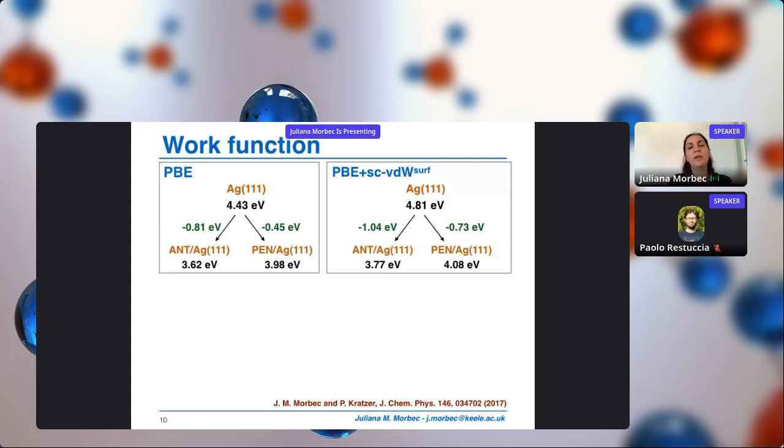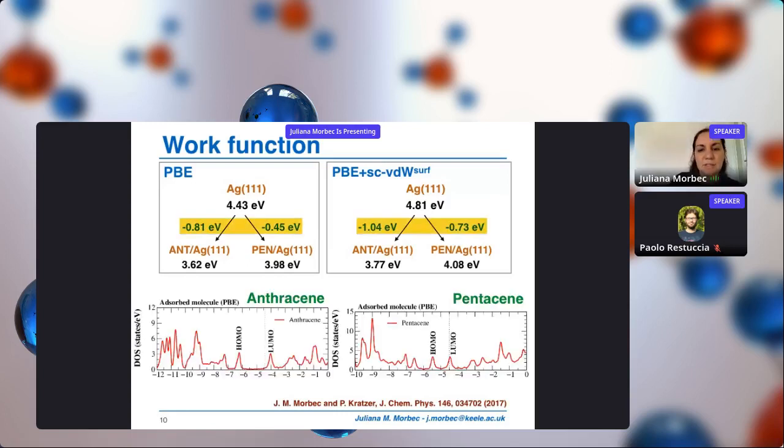While in pentacene, the molecule is more chemically adsorbed on the surface, so you have the pushback effect, but you also have a charge transfer between molecule and surface, and that's what makes the reduction of the work function smaller. You can see here the density of states of the adsorbed molecule, and you see that the LUMO of the anthracene is above the Fermi level, while in pentacene the LUMO is on top of the Fermi level, meaning that there is some charge transfer between pentacene and the surface.